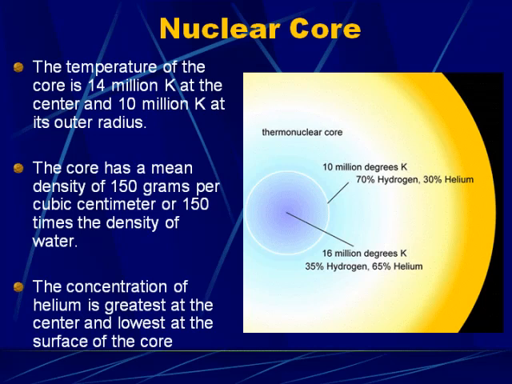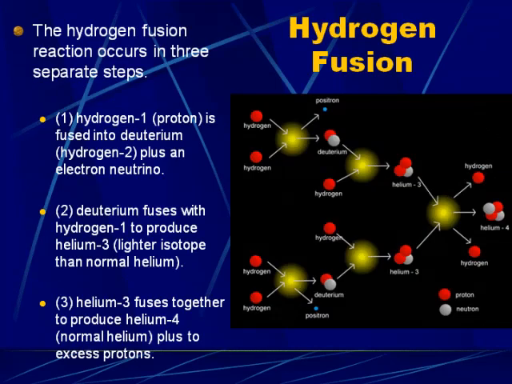Again, the concentration of helium is greatest at the center, where the reactions go faster. There, the material might be as high as 65% helium and 35% hydrogen, whereas the very surface of the core, where very little fusion takes place, is 70% hydrogen, about 30% helium.